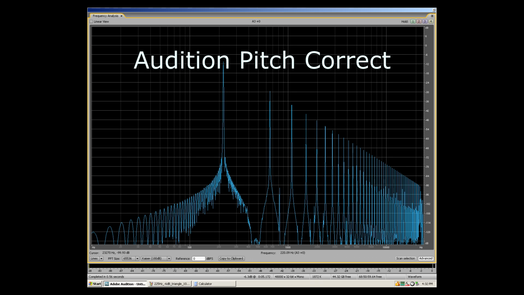We're doing our measurements in Adobe Audition, so we might as well try their pitch correction, and the results are very similar to Solemnity's Melodyne, except we actually do have some harmonic distortion here. We have a 4th order and 8th order. It continues on up the spectrum.